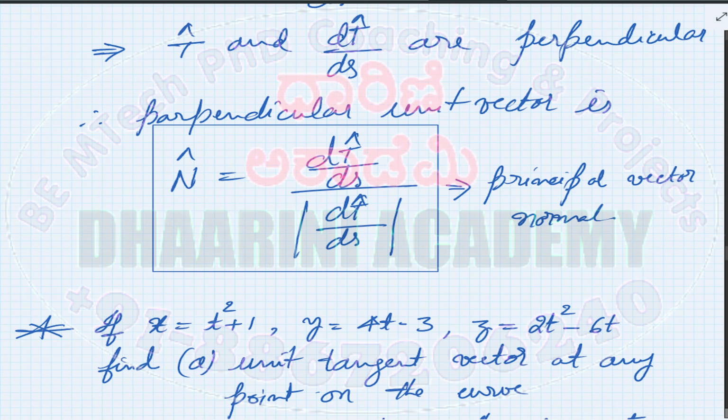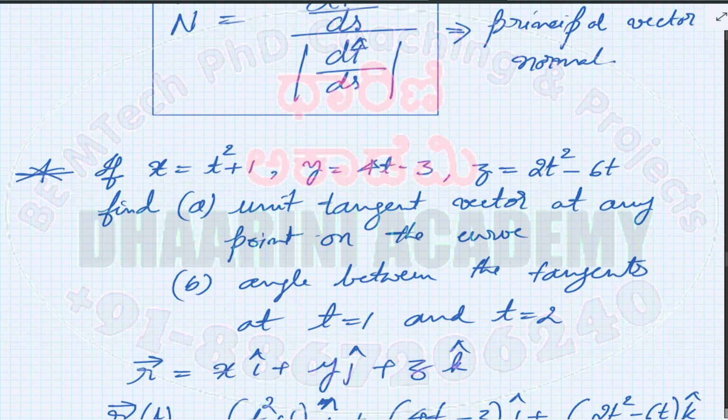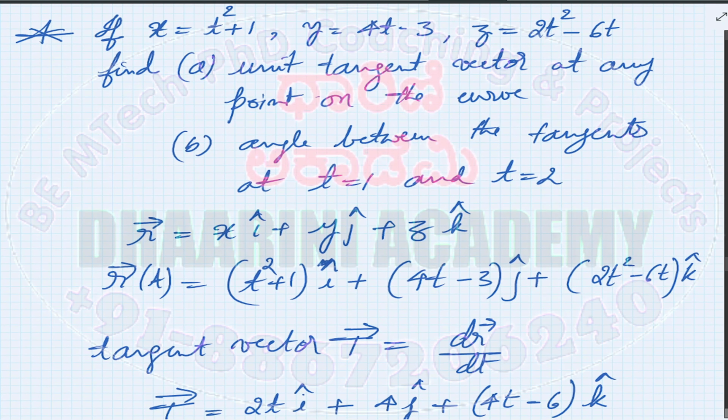Okay, this whole thing is a theory concept, and later on we applied these concepts to some of the problems. The first problem which we solved was x equal to t square plus 1, y equal to 4t minus 3, z equal to 2t square minus 6t. So these are the x, y and z coordinates of the position vector of the curve. You can see that x is a function of time, y is a function of time, z is also a function of time. So using this we can definitely generate the r vector, and then we can proceed.